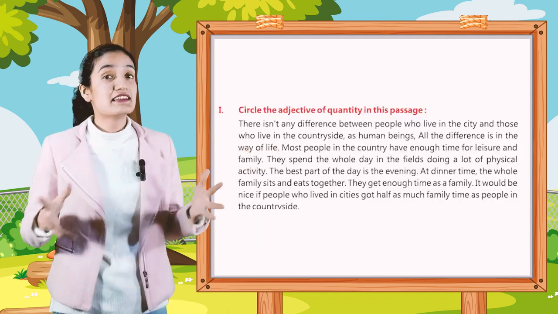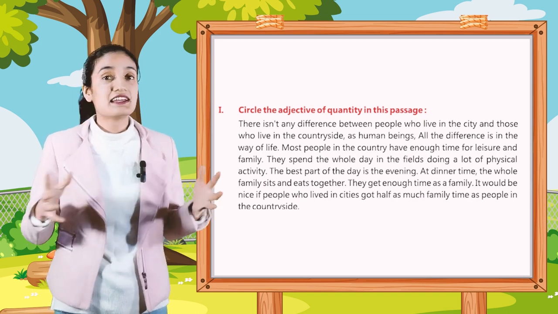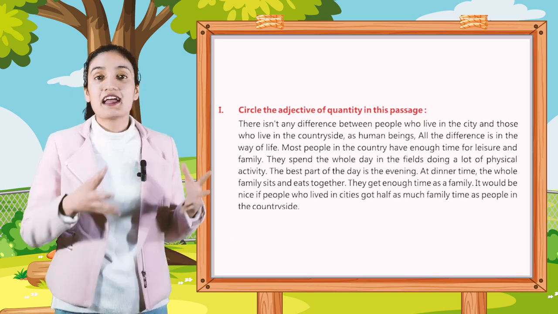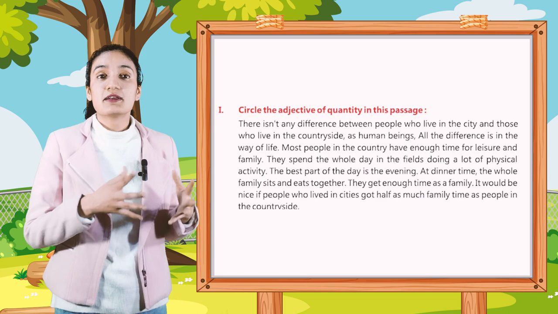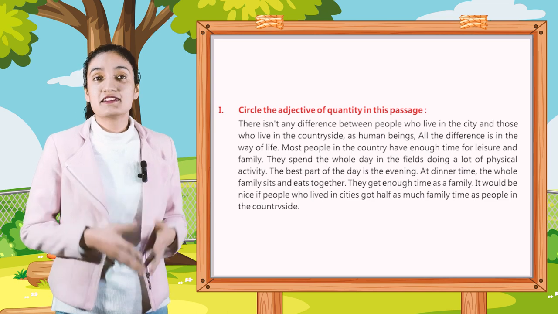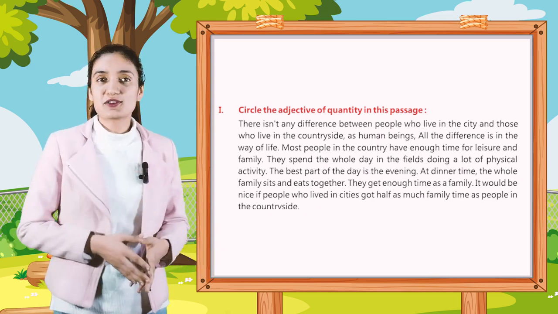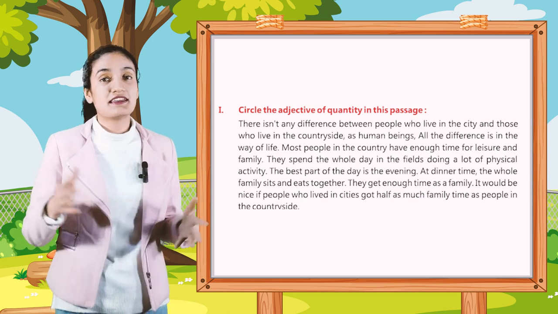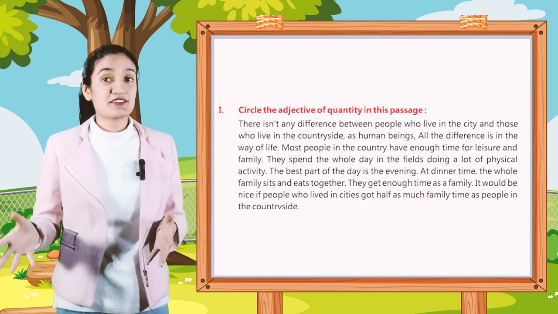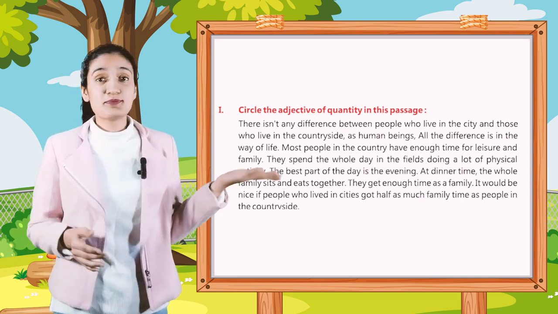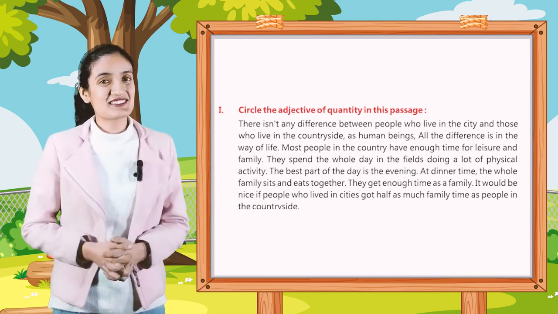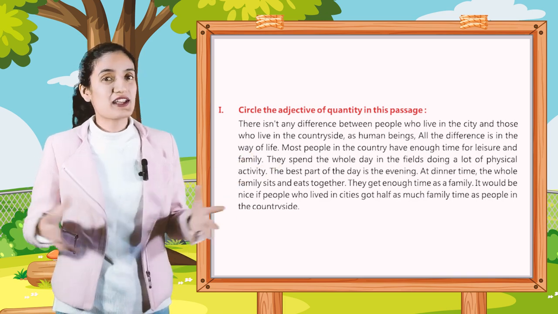Next part, I. Circle the adjectives of quantities in this passage. There isn't any difference between people who live in the city or those who live in the countryside. As human beings, all the difference is in the way of life. Many people in the country have enough time for leisure and family. They spend the whole day in the fields doing a lot of physical activity. The best part of the day is the evening. At dinner time, the whole family sits and eats together. They get enough time as a family. It would be nice if people who lived in cities got half as much family time as people in the countryside. So, circle the adjectives of quantity.